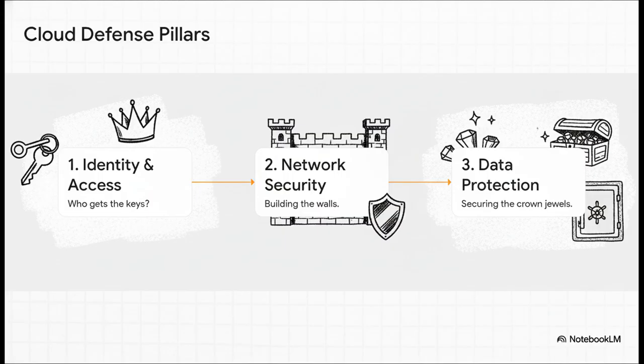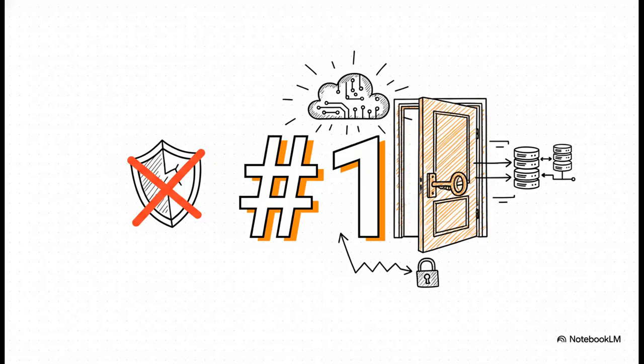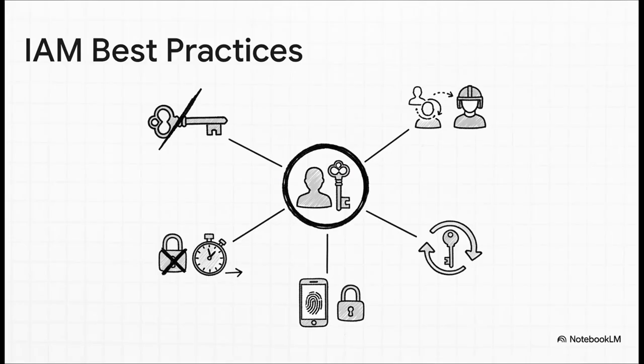Let's start with the most important one. Okay, listen up. If you remember only one thing from this entire explainer, please make it this. Identity and access management, or IAM, is the number one source of cloud security vulnerabilities. Period. Getting this wrong isn't just a mistake, it's like leaving your front door wide open with the keys still in the lock. So how do you get it right?